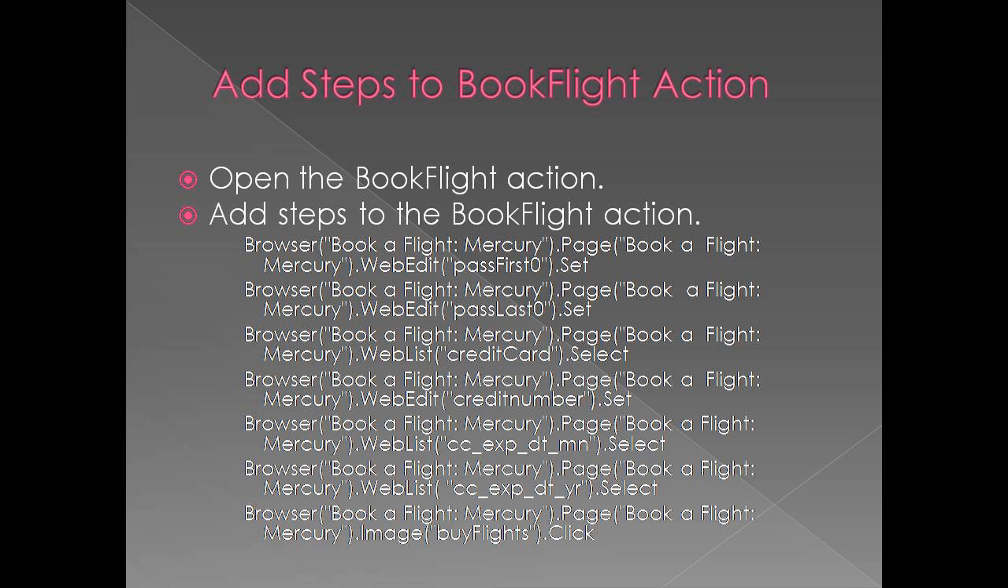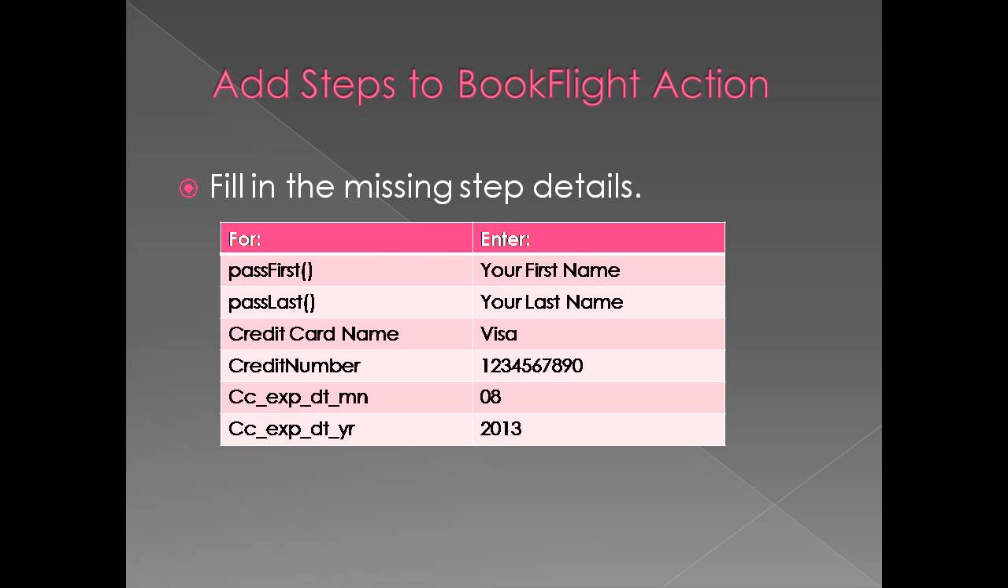2. Add steps to the Book Flight action. A. Click the Expert View tab to display the Expert View. B. Copy/paste the following steps. 3. Fill in the missing step details. A. Click the Keyword View tab and look at the Documentation column. Notice that for most of the steps, no documentation is available. This is because the steps you just inserted are missing values. For example, in the first step, a value needs to be filled in for the passenger's first name.